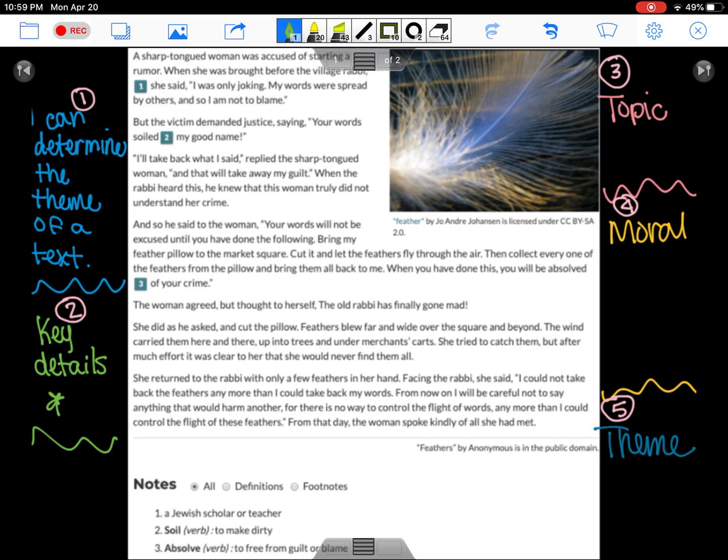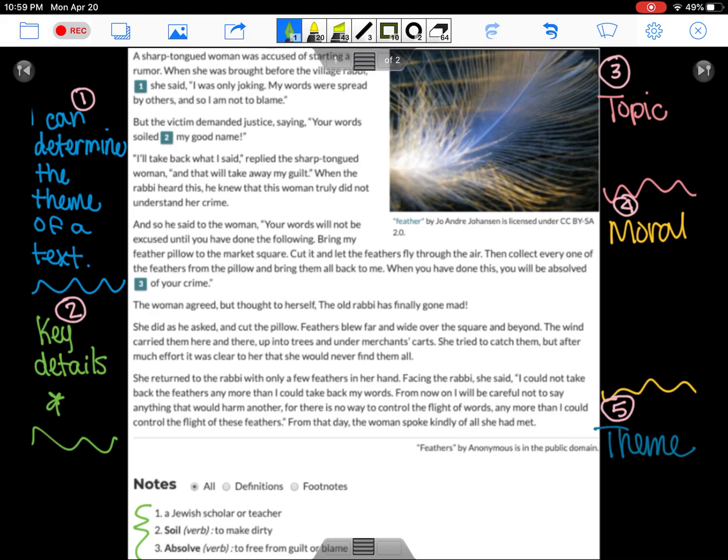This text is called Feathers by an anonymous author. I did go ahead and cut off that title area there because I wanted to make sure you guys could see these footnotes and definitions down here. Remember, when we see numbers within the text, that 1, 2, and 3, those are going to correspond to these right down here, that 1, 2, and 3. So 1 is right next to the word rabbi, and we can go right away down here and say rabbi is a Jewish scholar or teacher. So when they're talking about the village rabbi, they're talking about a really smart person or a teacher. I say smart person because of scholar, not just because I'm a teacher and a smart person.